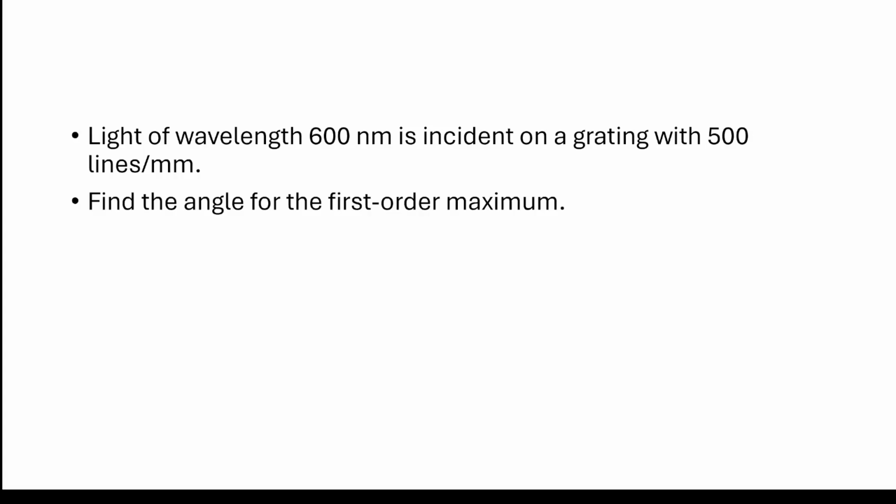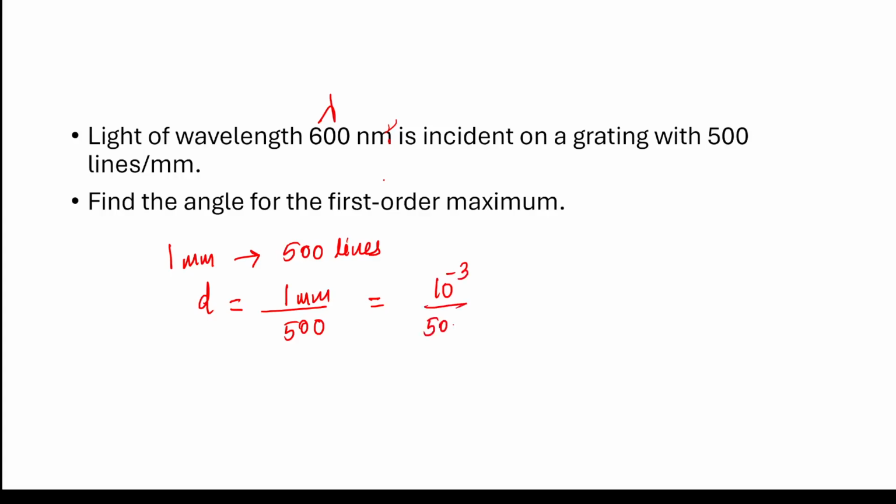Light of wavelength 600 nanometers. So I've got my wavelength, on a grating with 500 lines per millimeter. So 1 millimeter has 500 lines. What is D? Your D is then 1 mm divided by 500. Of course, we need to convert mm into meters: 10 to the power minus 3 divided by 500. That's my D.